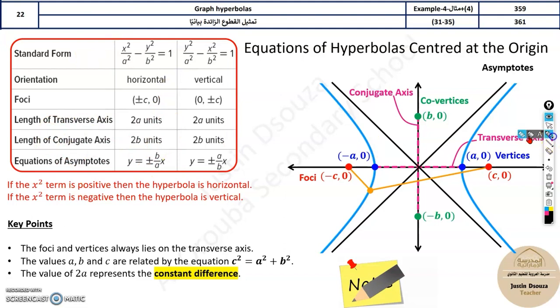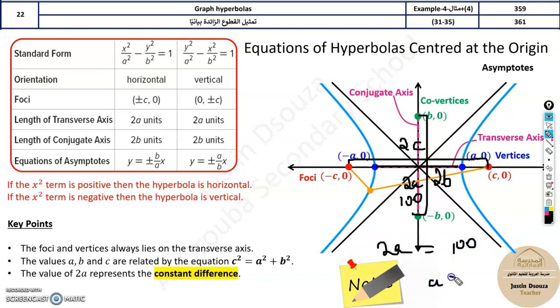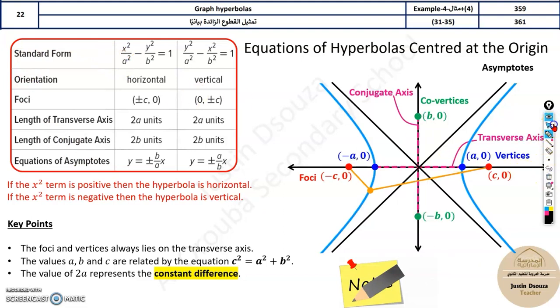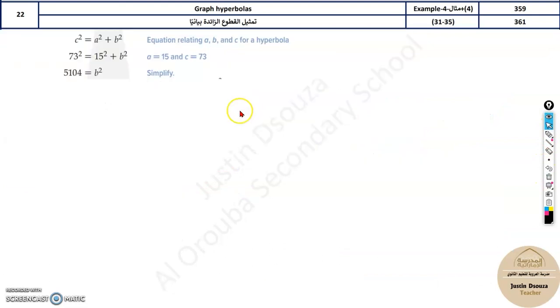Now, length of the transverse axis. See, this total length is always 2a. And this total length over here is 2c. And this over here, the co-vertices, is 2b. So if they give you this transverse axis length, say it's 100, that is 2a equals 100, so a will be 50. In the equation, we need to put a, that is 50 squared, and then solve it up.